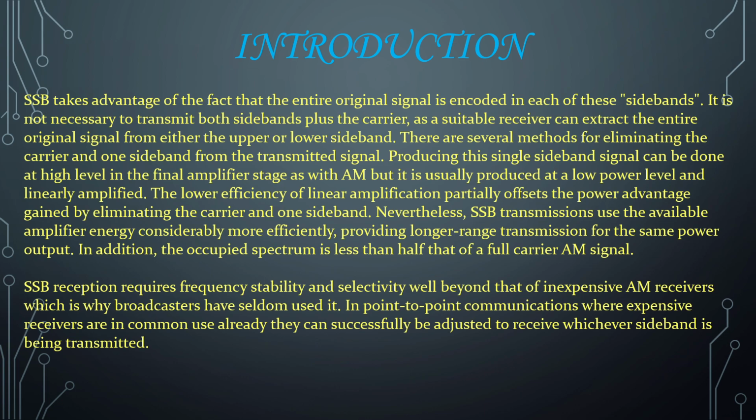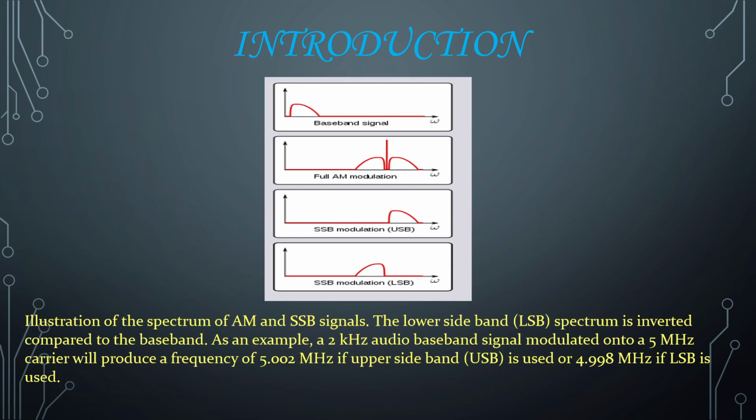And we further come to the introduction to SSB. This is an example of the spectrum of AM and SSB signals. The lower sideband (LSB) spectrum is inverted compared to the baseband. As an example, a 2 kHz audio baseband signal is modulated onto a 5 MHz carrier to produce a frequency of 5.002 MHz if upper sideband is used, or 4.998 MHz if lower sideband is used.